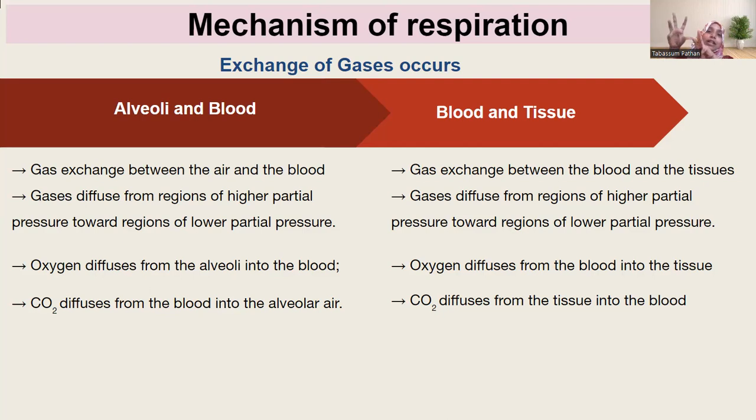At the level of blood and the tissue, the blood is bringing more oxygen for the tissue, so automatically the partial pressure of the oxygen of the blood is more as compared to tissue. Oxygen will diffuse from the blood to the tissue, and carbon dioxide partial pressure is more in the tissue because of the activities that are happening. So carbon dioxide is less in the blood, so it will diffuse from the tissue into the blood.